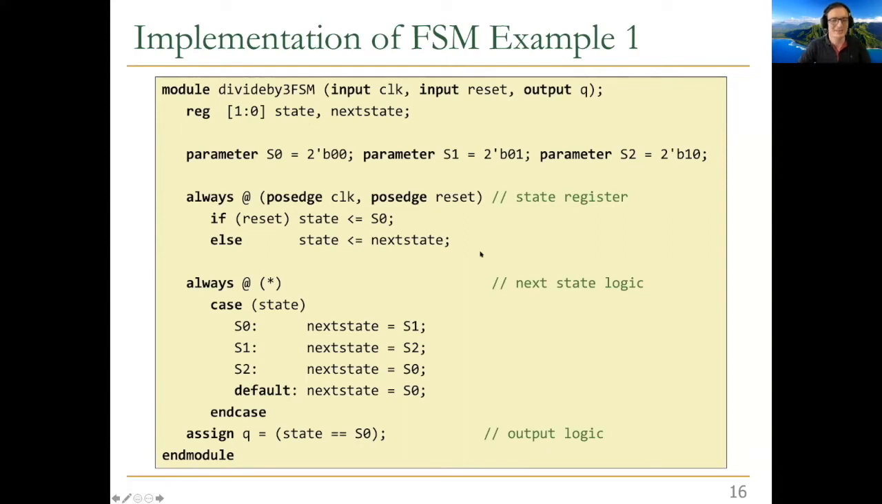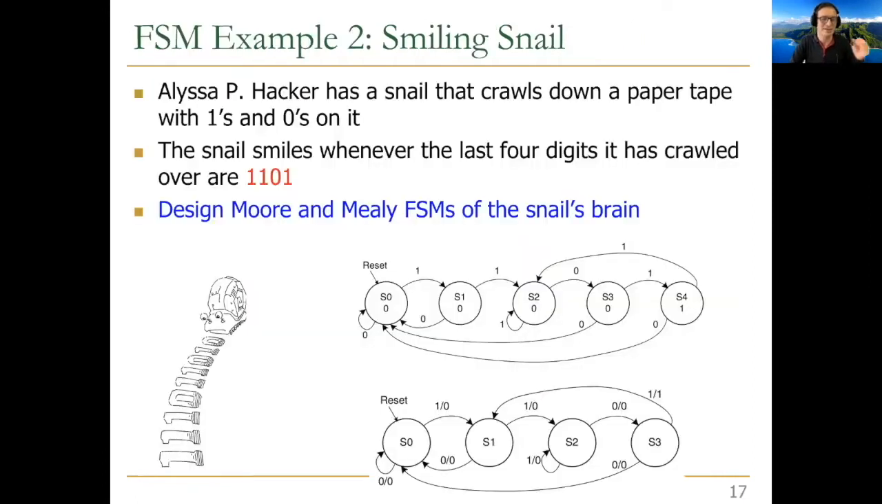Okay, so basically, we know how to build finite state machines, but I mean, you knew that before. We just put everything together from the last lecture here. And I'm not going to cover this one. You remember the smiling snail from our lecture 6 also. We designed the finite state machine for this. In fact, we designed the Boolean equations for this.